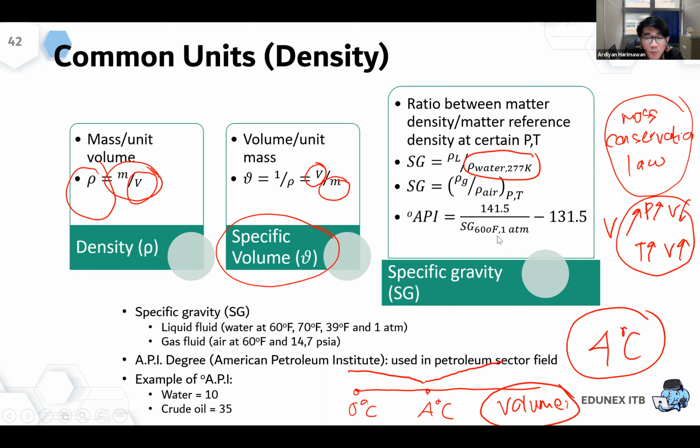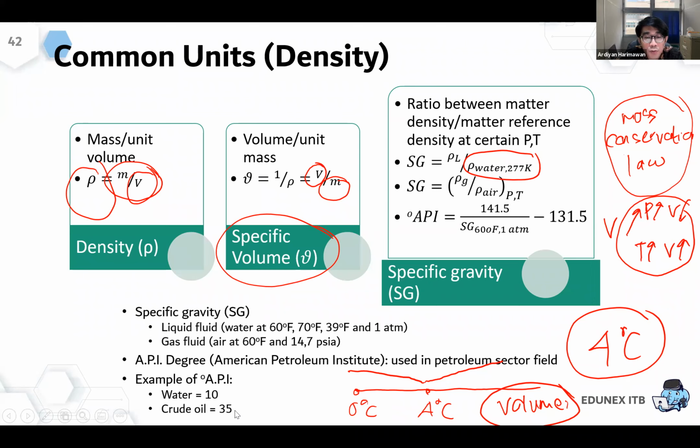It means you need to compare it with either, if the gas, you compare it with air. If the liquid hydrocarbon, you compare it with water. Okay, you compare with air or water in this condition, you get the specific gravity value. Then you do this calculation: 141.5 divided by specific gravity minus 131.5. You get, for example, for the water, the API will be 10, and for crude oil, the API will be 35.